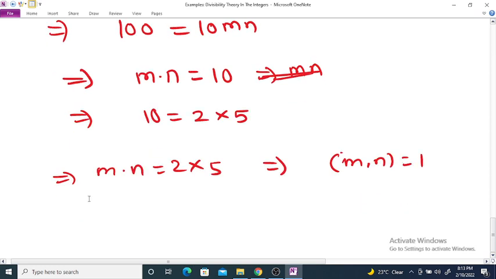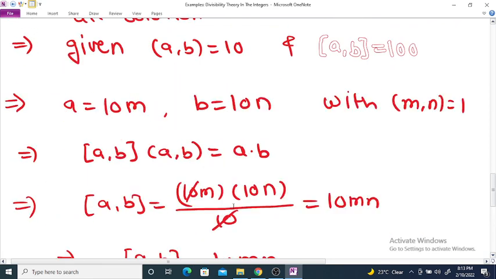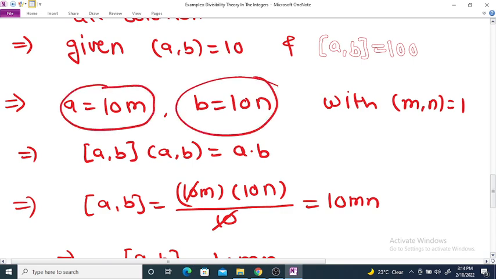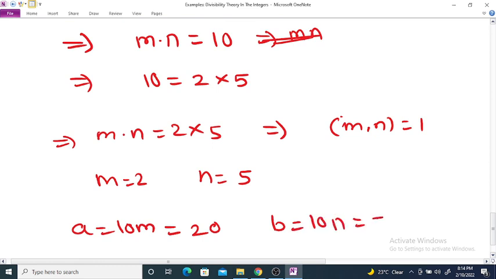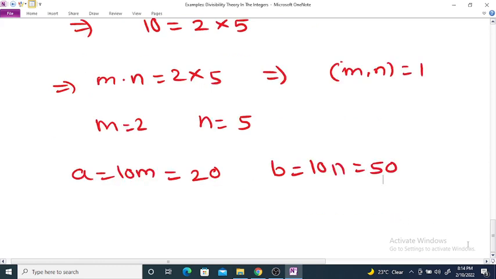Okay, so here we select m is equal to 2 and n is equal to 5, and what is the value of A? A is equal to 10m. You can see here A is 10m, B is 10n, and therefore A is equal to 10m, which is equal to 20, and B is equal to 10n, which is equal to 50, and therefore A is equal to 20 and B is equal to 50 is the solution for this condition.